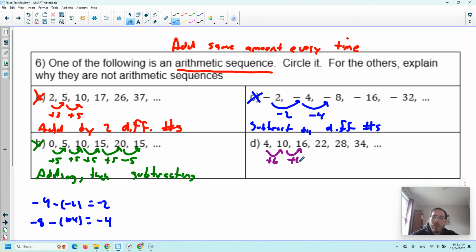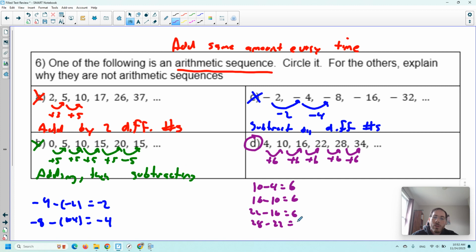Plus 6, plus 6, plus 6, plus 6, and plus 6. Again, if you're unsure as to what is going up or down by, you just subtract them. So 10 minus 4 is 6. 16 minus 10 is 6. 22 minus 16 is 6. 28 minus 22 is 6. 34 minus 28 is 6. So again, you can do them all out. If you'd want to put them in the calculator to double check, that's what you would put in the calculator. If you can just see it, obviously that's the overall goal.